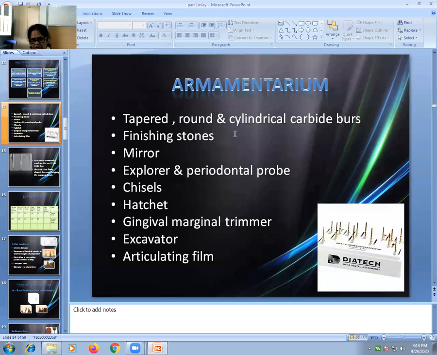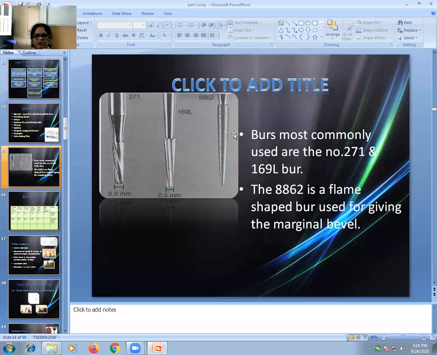Whenever you are using this armamentarium, hand instruments play a big role when you go with the cast restoration. So you should know those hand instruments. You see these burrs I was talking about: this is the 271 burr, this is 169, this is a taper burr, this is a straight burr, and this is a flame shaped burr. This flame shaped burr is used to give the bevel to the cloth.